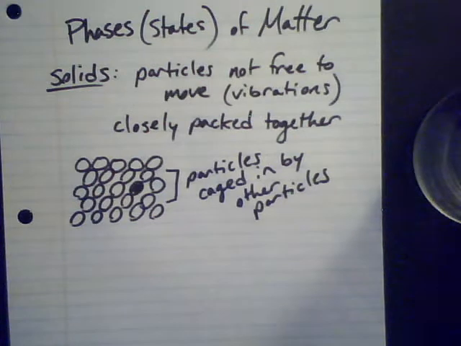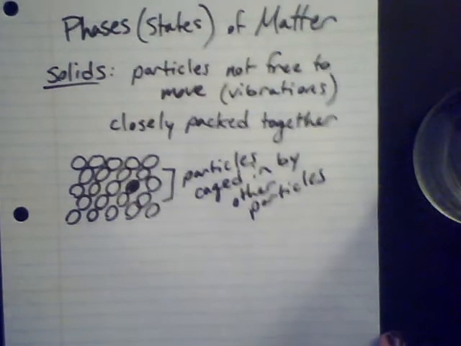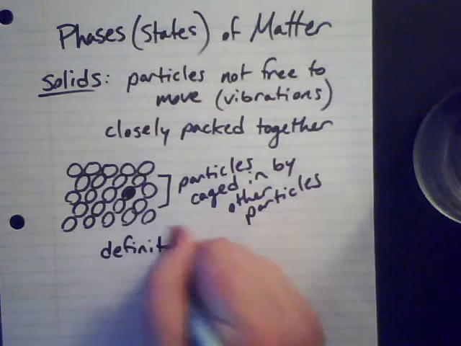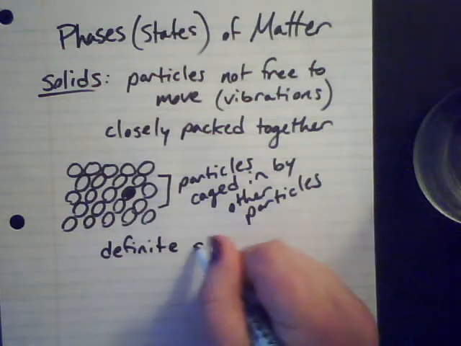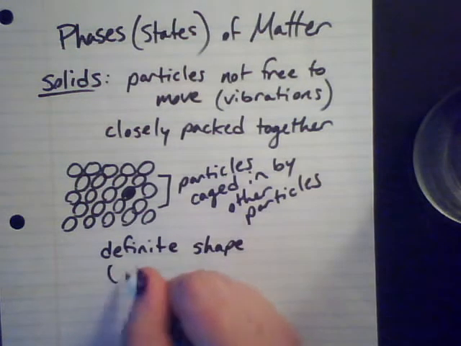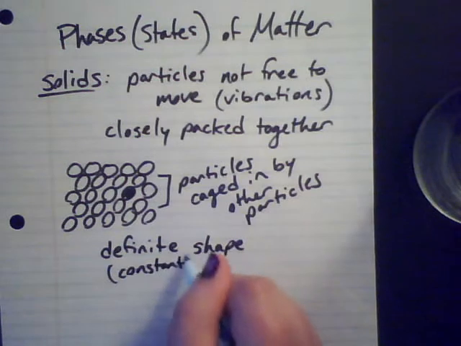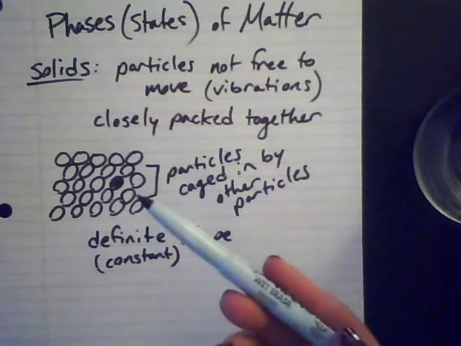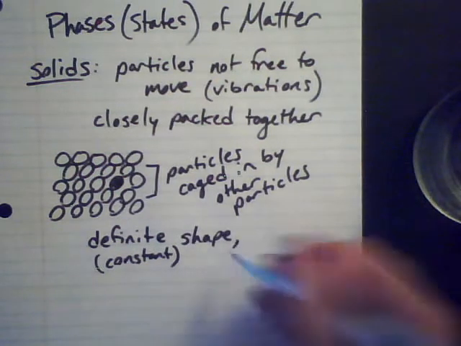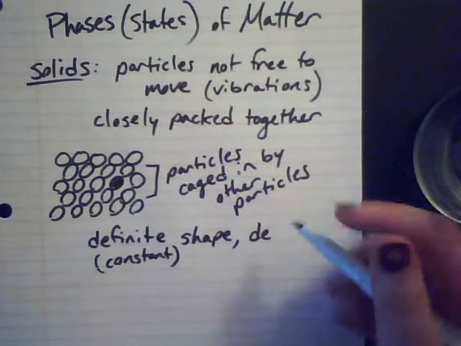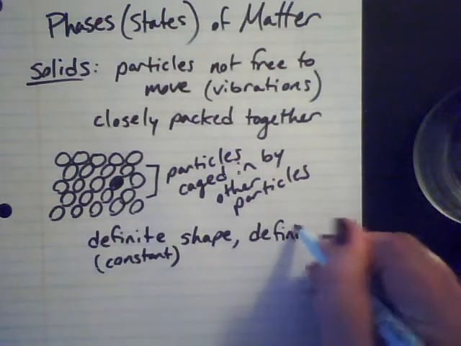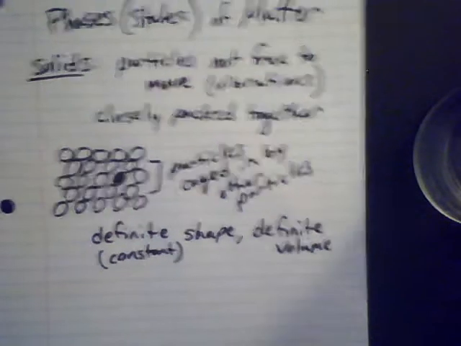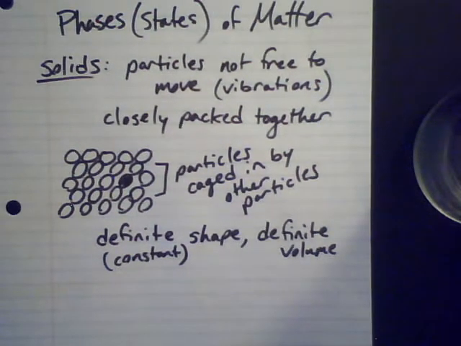And the way that we actually define solids is we say that they have a definite shape, or a constant shape, and a definite volume. So they always are going to be the same shape. This is the shape of my pen. It's not going to change. It's a solid, right? And a definite volume means it will always take up the same amount of space. So constant shape, constant volume is the way that we define solids.